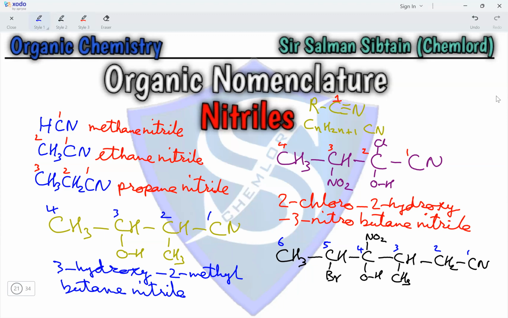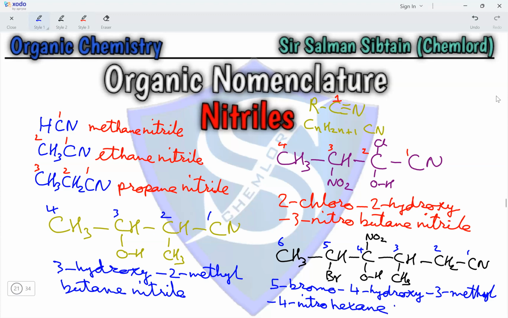And the name of this compound by giving alphabetical preference. So we've got bromo going first, followed by hydroxy, followed by methyl, and ending up with nitro as the fourth substituent group. So the name would be 5-bromo, then 4-hydroxy, 3-methyl, then we have 4-nitro, and the parent compound containing 6 carbon atoms would be hexane nitrile.